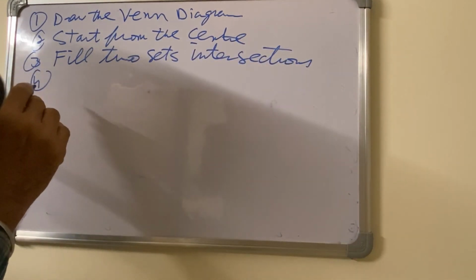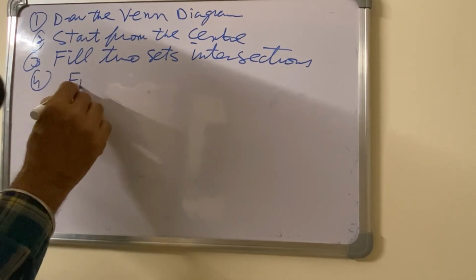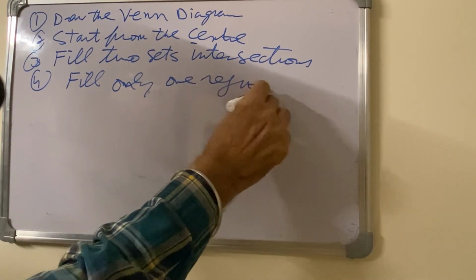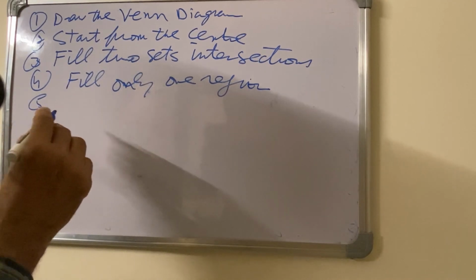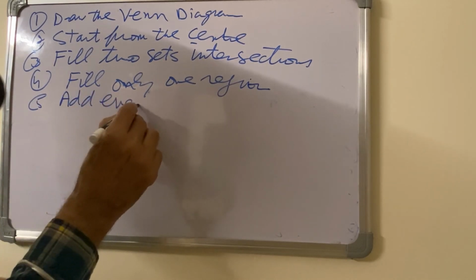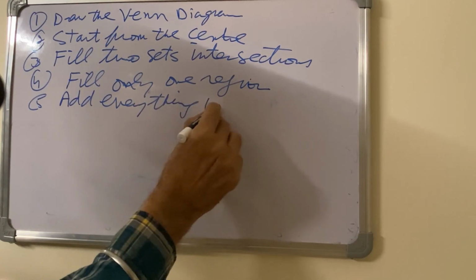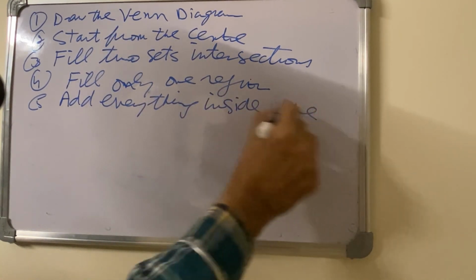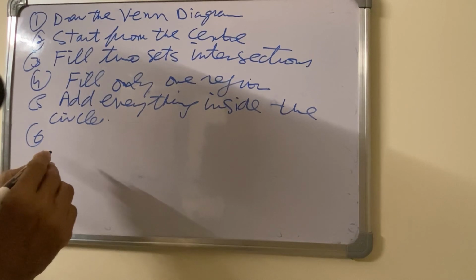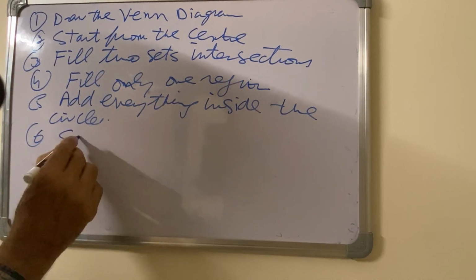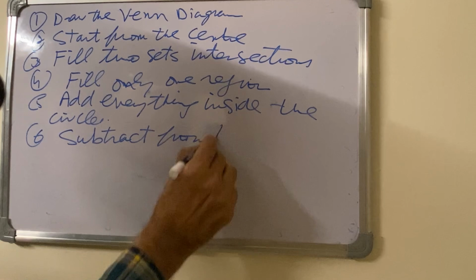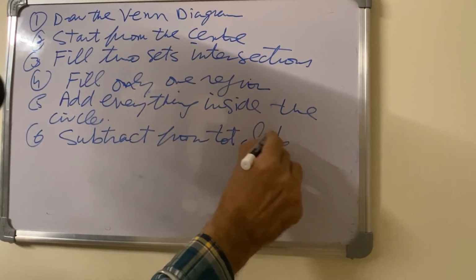Fourth, fill only one region. Fifth, add everything inside the circles. Sixth, subtract from total to get none.